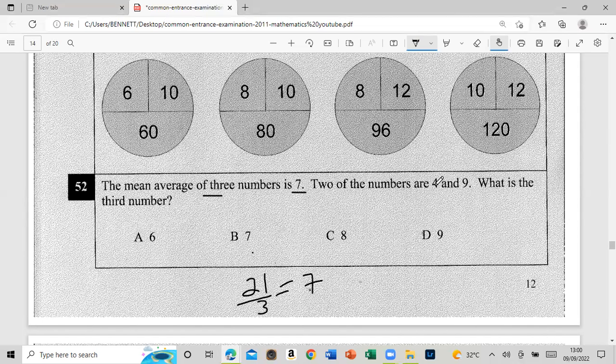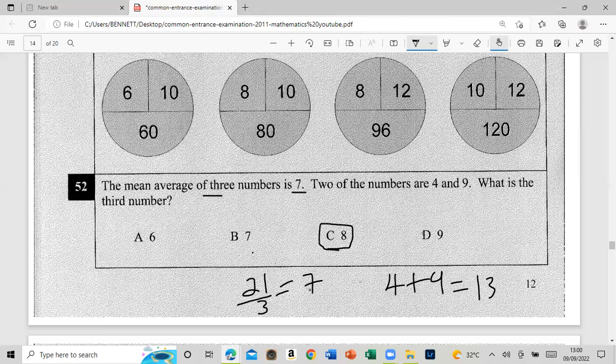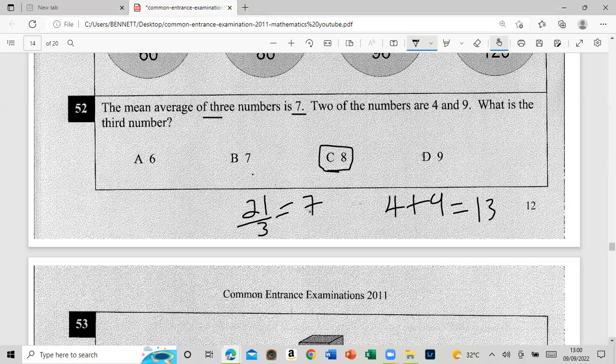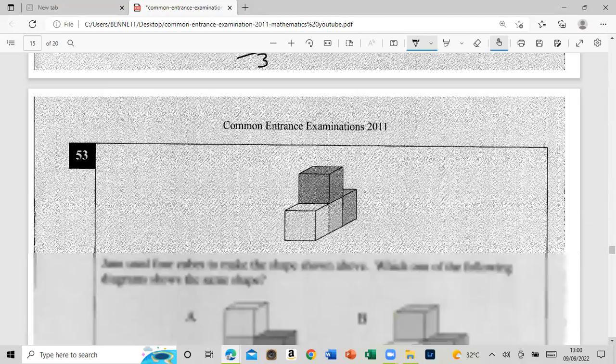So if 2 numbers are 4 plus 9, that's 13. So how much more do you need? You have a total of 13 and you want to get it to 21. How much more you need? Is it 9? Is it 8? Is it 7? Is it 6? And that will be 8, right? Very nice question. Seeing that on a CSEC past paper, but they use the X term.